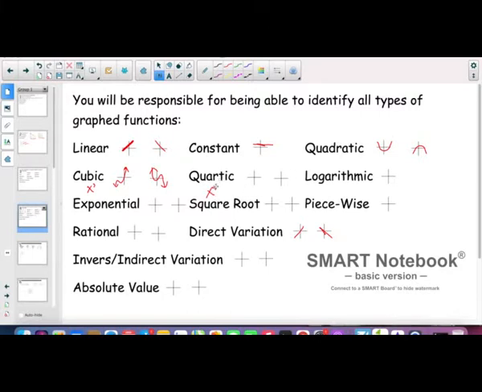And if it's quartic, since it's a 4th power, they will both either be facing up or down for your end behavior, and you will have 3 curves. Remember, the number of curves is 1 less than the degree. So a quartic function could look something like this. It might look something like this.